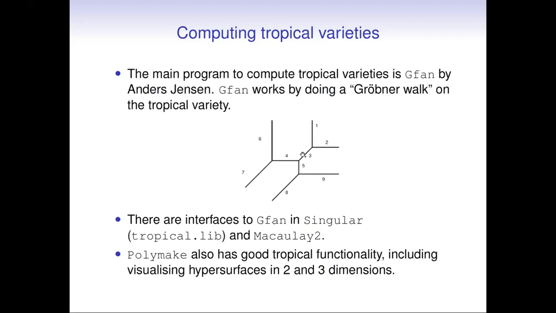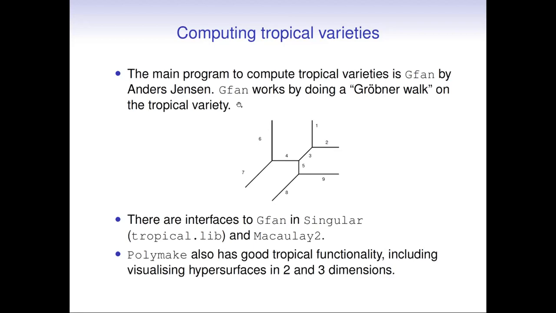So we might start with one, we go to this vertex, we discover two and three. From three, we discover its other vertex, and we discover four and five. We go to this vertex, we discover six and seven. From five, we go to this vertex and we discover eight and nine. So this way you can do a walk, spread out and discover all of the tropical variety. And so it's implemented in GFAN.